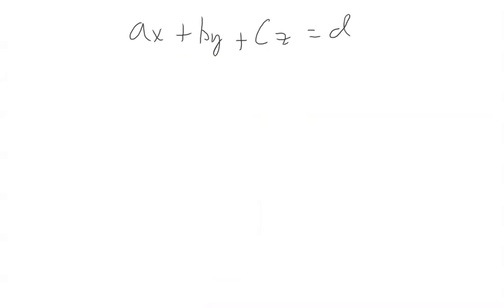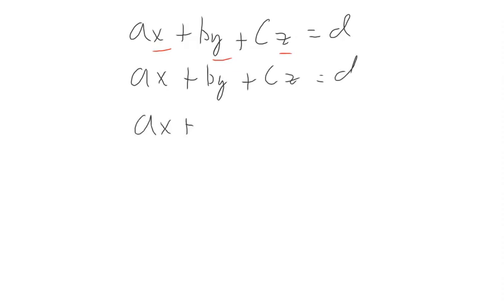Well, if I have three variables, or x, y, and z, I need three equations. So ax plus by plus cz equals d. Ax plus by plus cz equals d. And again, I'm going to put subscripts on my a, b, c, and d's to separate the equation.